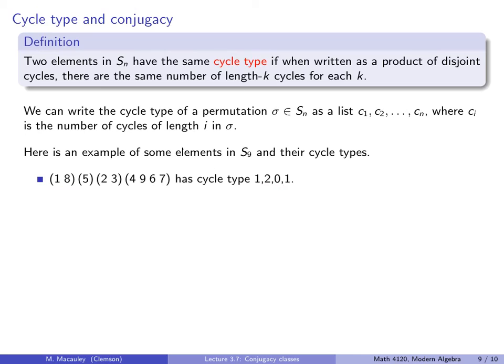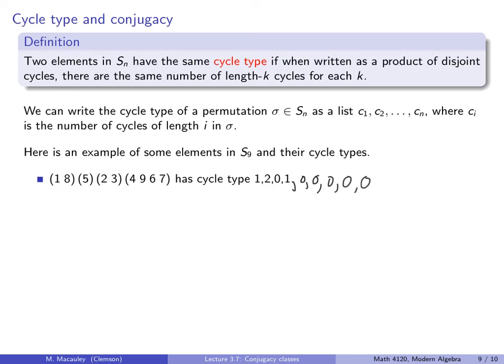So we write 1 1-cycle, 2 2-cycles, no 3-cycles, and 4 4-cycles. And technically, if we wanted to write C1 all the way up to Cn, we could write 0 5-cycles, 0 6-cycles, 0 7-cycles, 0 8-cycles, and 0 9-cycles. Though it's customary to just omit these trailing zeros.